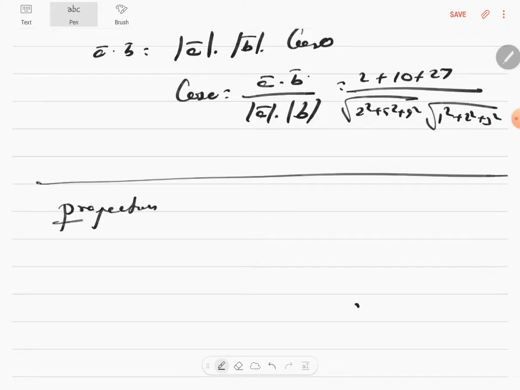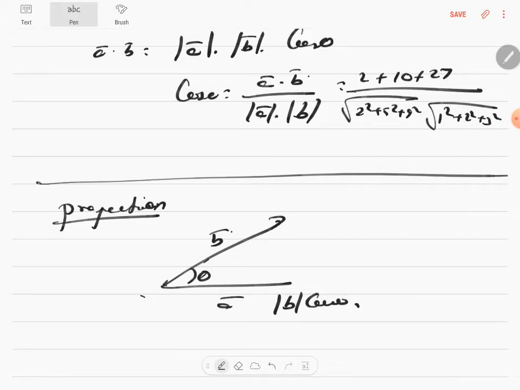Projection of one vector over another vector. Projection means, supposing you have a B vector here and you have an A vector. They are asking you to project the B vector along the A vector. The angle between them is theta. It's simply B cos theta, the magnitude of B into cos theta.